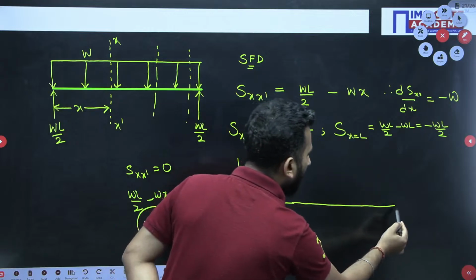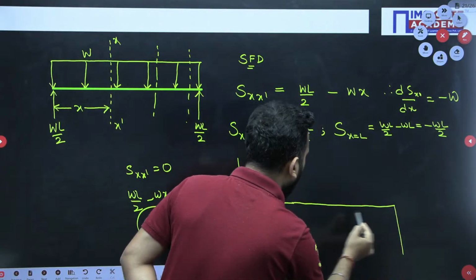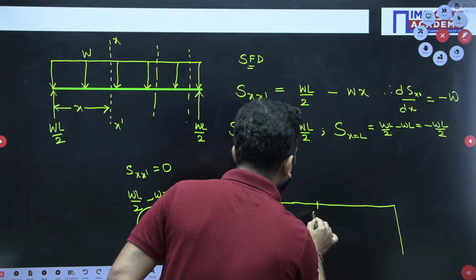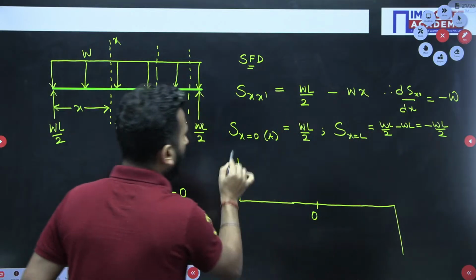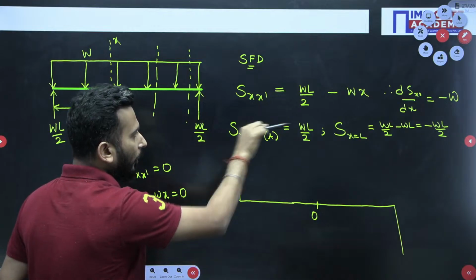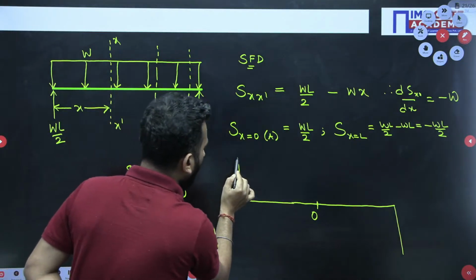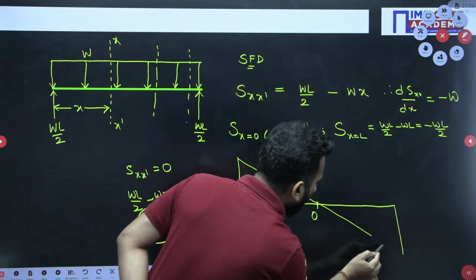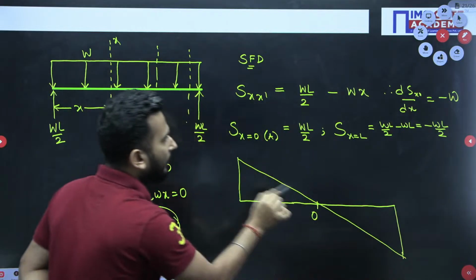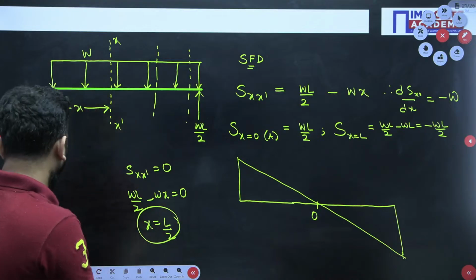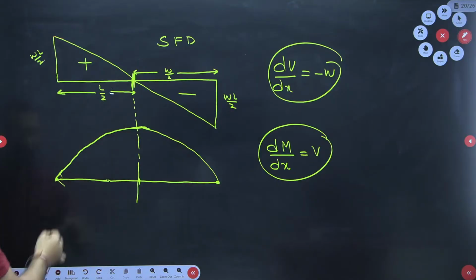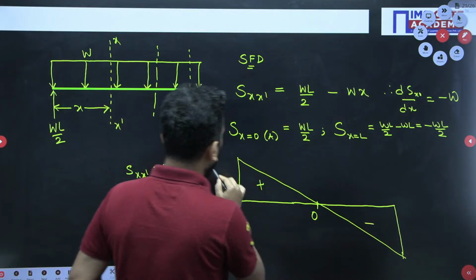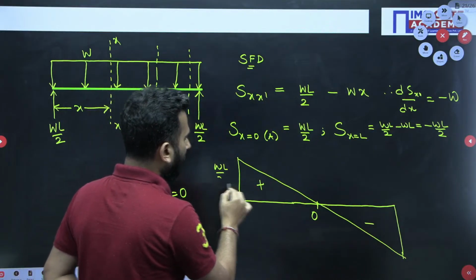At L it is minus WL by 2. And exactly at L by 2, that is at the middle point, it is becoming 0, and the slope is minus W. So up, horizontal or down, so down I will go. You will make it 0, and then since it's a constant slope, you will go in this way. So this was the diagram that we predicted, and very neatly we can say that okay, this is the SFD.